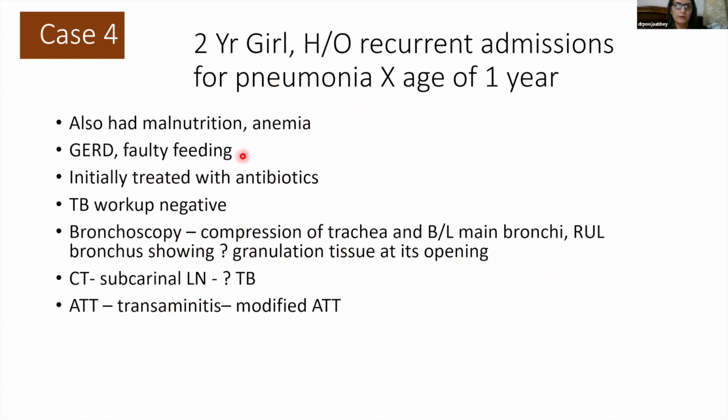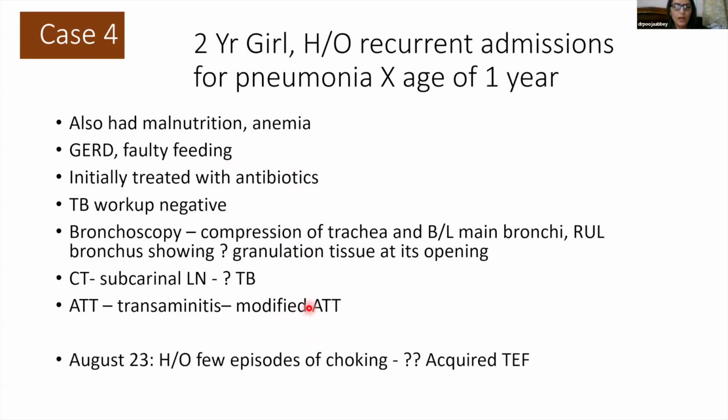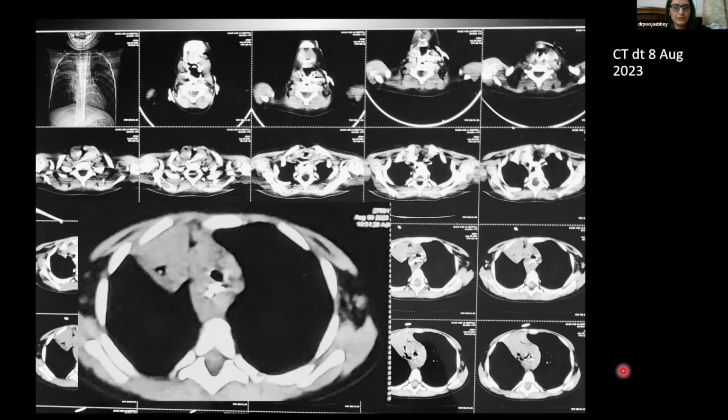So basically, the working diagnosis was tuberculosis. Then in August of 23, the child had some episodes of choking. They thought that maybe some sort of tracheoesophageal fistula had developed, maybe an acquired TEF, something to do with necrotic nodes. So they wanted an evaluation for a suspected tracheoesophageal fistula in this child. I got these images just for review, and I'll show a couple of relevant sections.